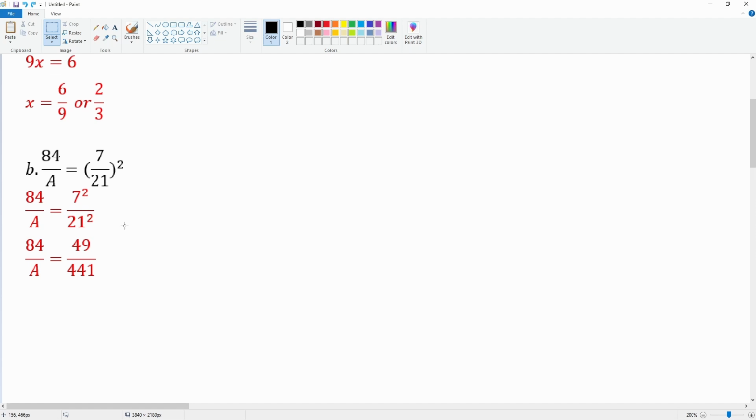Now you can cross multiply: 84 times 441 and 49 times A. The left-hand side is 37,044, which is equal to 49A. Divide by 49, you get A = 756.